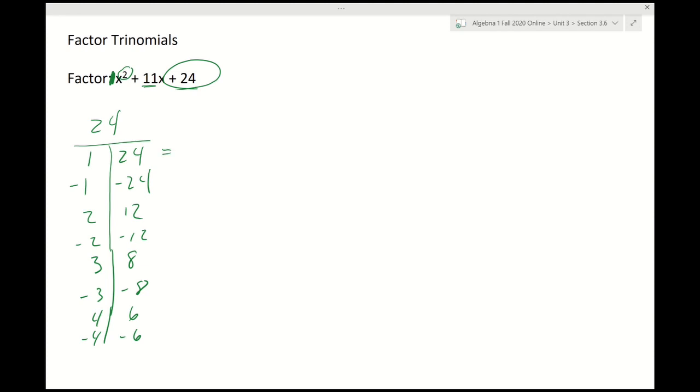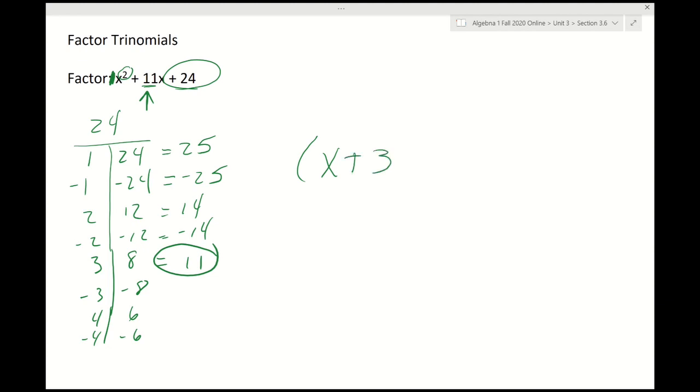Now all we need to do is add them. 25, negative 25. Those aren't the ones we're looking for. 12 and 2 is 14, or negative 14. Those aren't the ones we're looking for. 11, that's what we have. That's what we need. So this trinomial actually could have come about from multiplying or distributing the two binomials, x plus 3 and x plus 8.